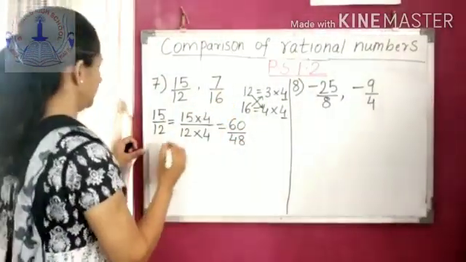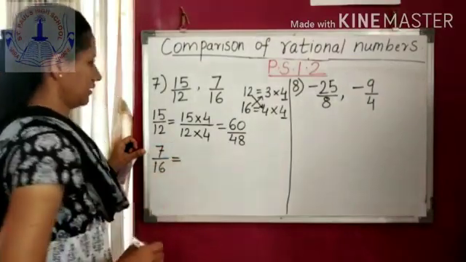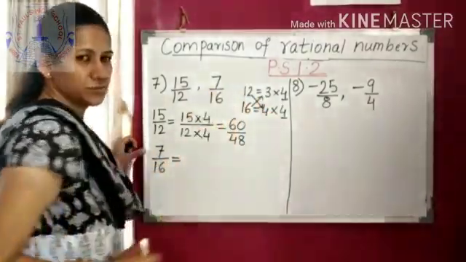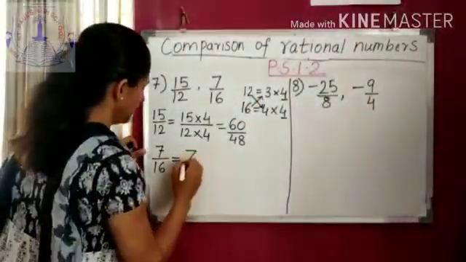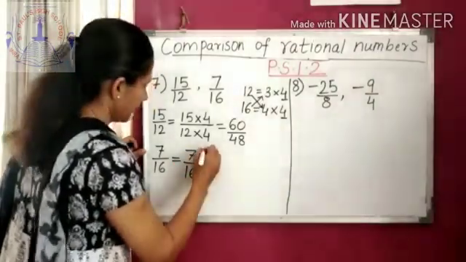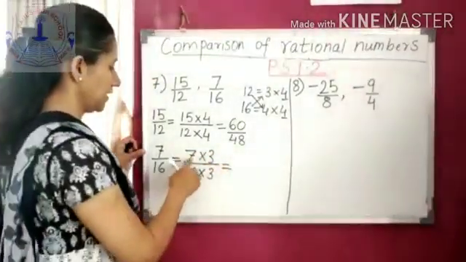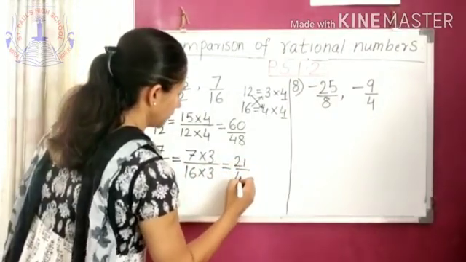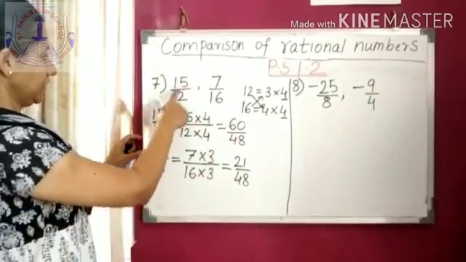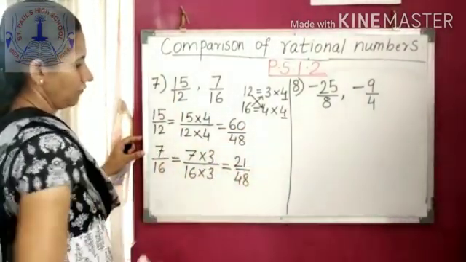Similarly, in the next fraction also we will be applying the same. Just as I said, 3 will be the constant which we will be using for this fraction. So 7 upon 16. Here you multiply by 3 and the same here also you multiply by 3. So this fraction will be 21 upon 48. If you see over here, 15 upon 12 is equal to 60 upon 48 and 7 upon 16 is equal to 21 upon 48.